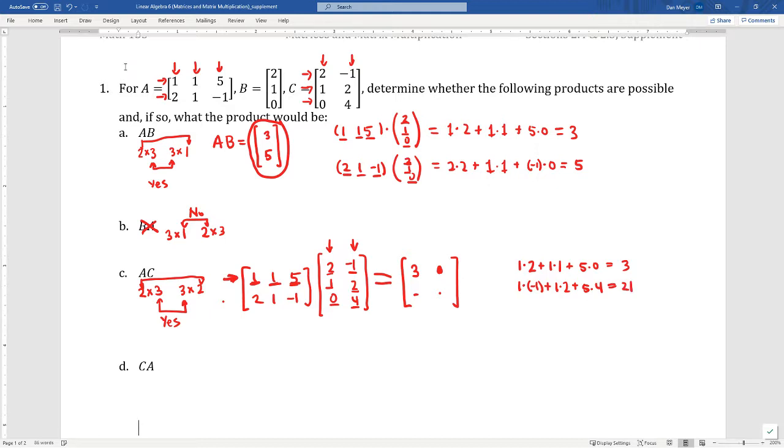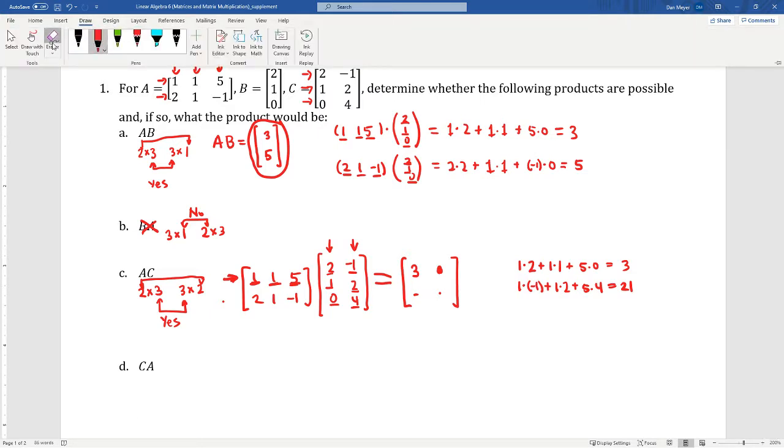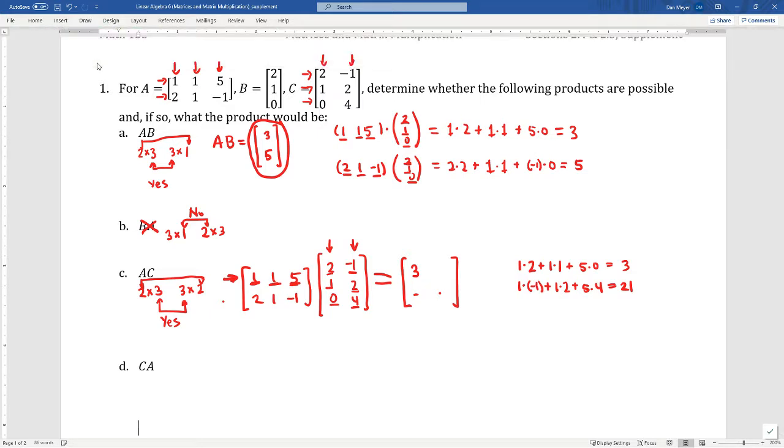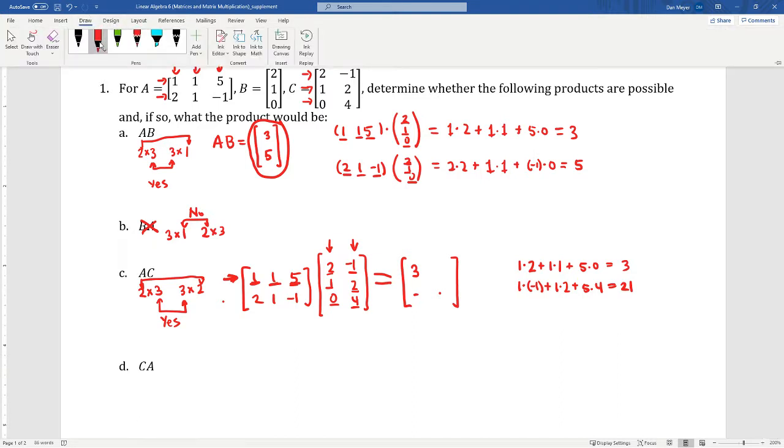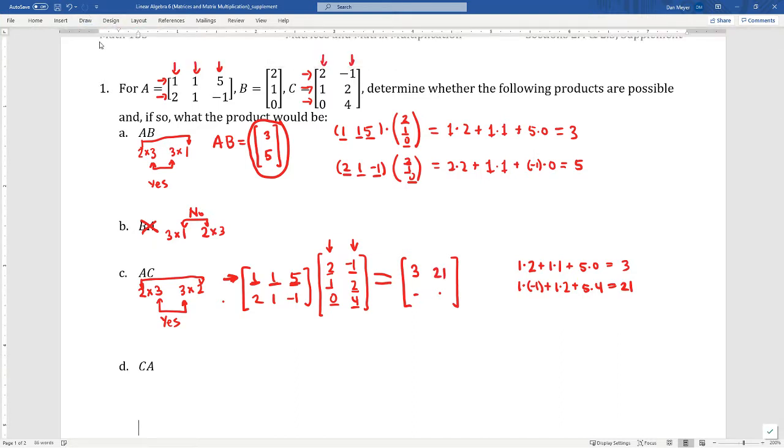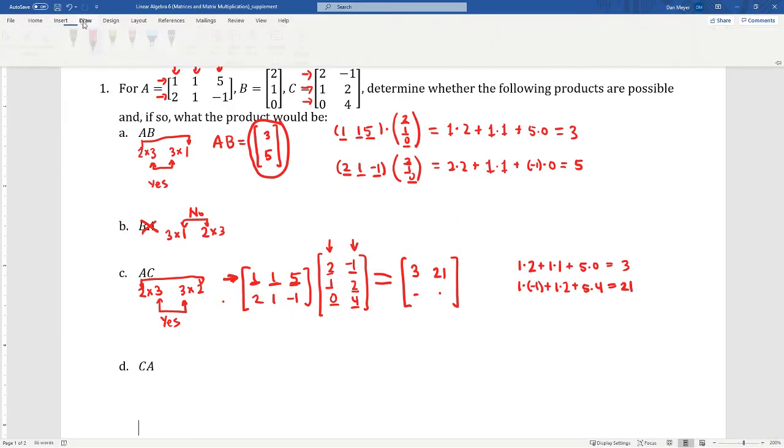I'm kind of going quickly through some of the calculator activities here. I did that ahead of time so that we don't get bogged down in the calculator work. But if you need to pause and do some calculator work, just to verify, pause the video. Okay, so our entry here in the first row, second column of the product will be 21. Let's go ahead and clean a little bit of this up.